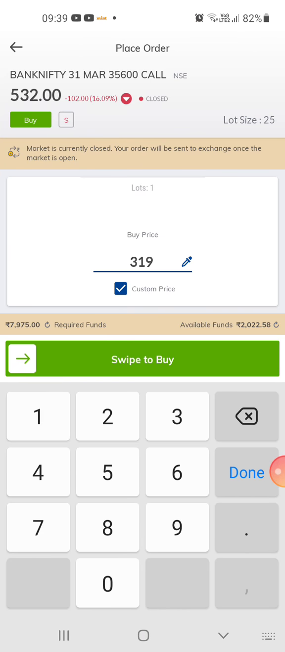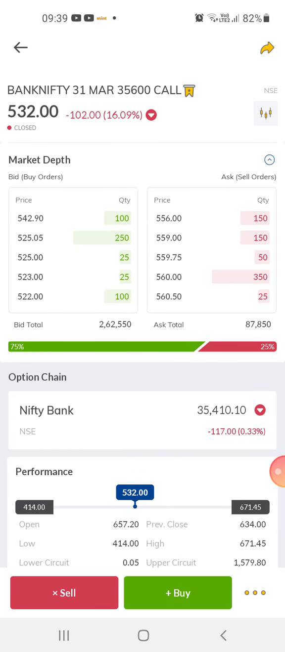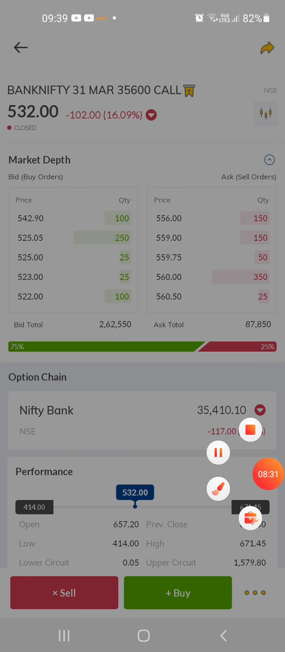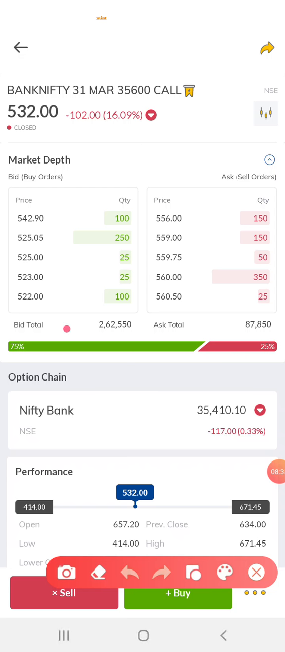Second, if you're a new trader, you can also check the market depth. So this is 260, and you can base your trade on this. This is the buying part, and this is the selling part.